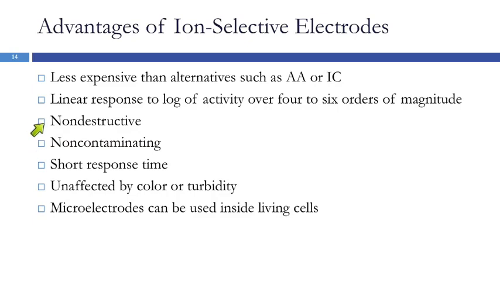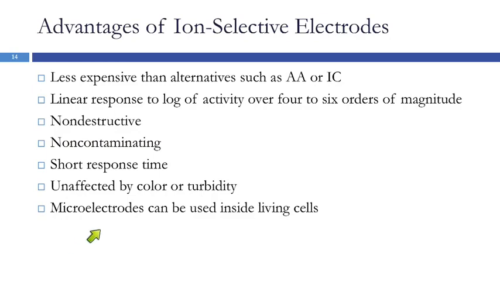Ion-selective electrodes are non-destructive, and they're non-contaminating. So you can sample ions without destroying or contaminating what you're sampling. They have a short response time. Now, their response time is going to be on the order of a minute, 5 minutes maybe. That response time compared to how much time it would take you to run the sample on an IC, right? Short response time. They're unaffected by color or turbidity. So you've got a darkly colored solution where spectroscopy might not work because the colors are interfering. The ion-selective electrode doesn't care. It's turbid, it's cloudy, doesn't matter.